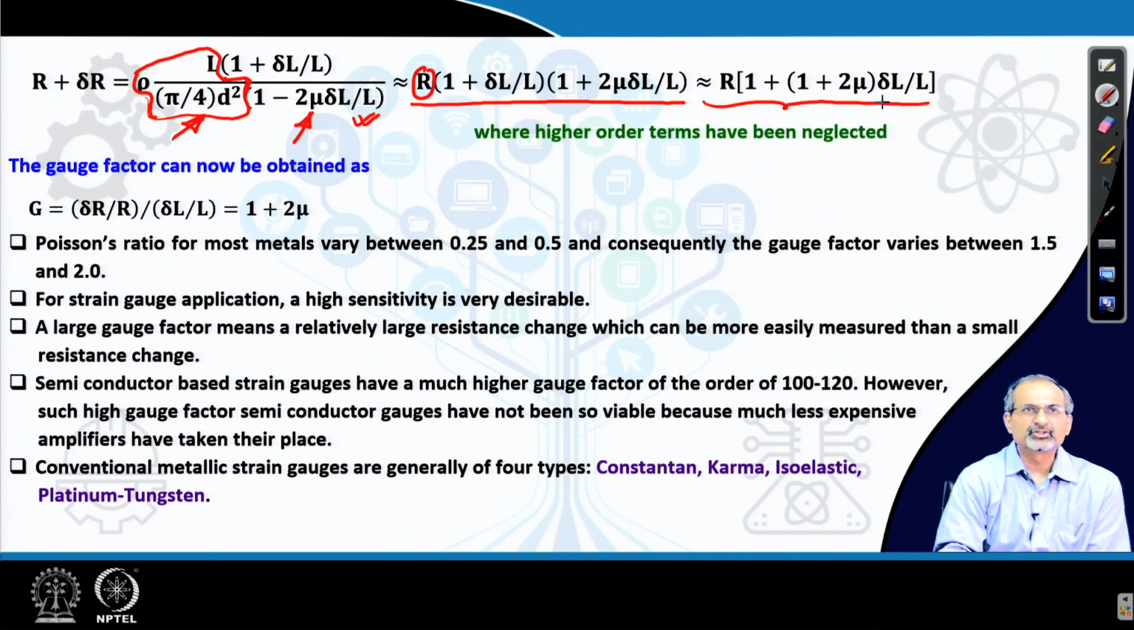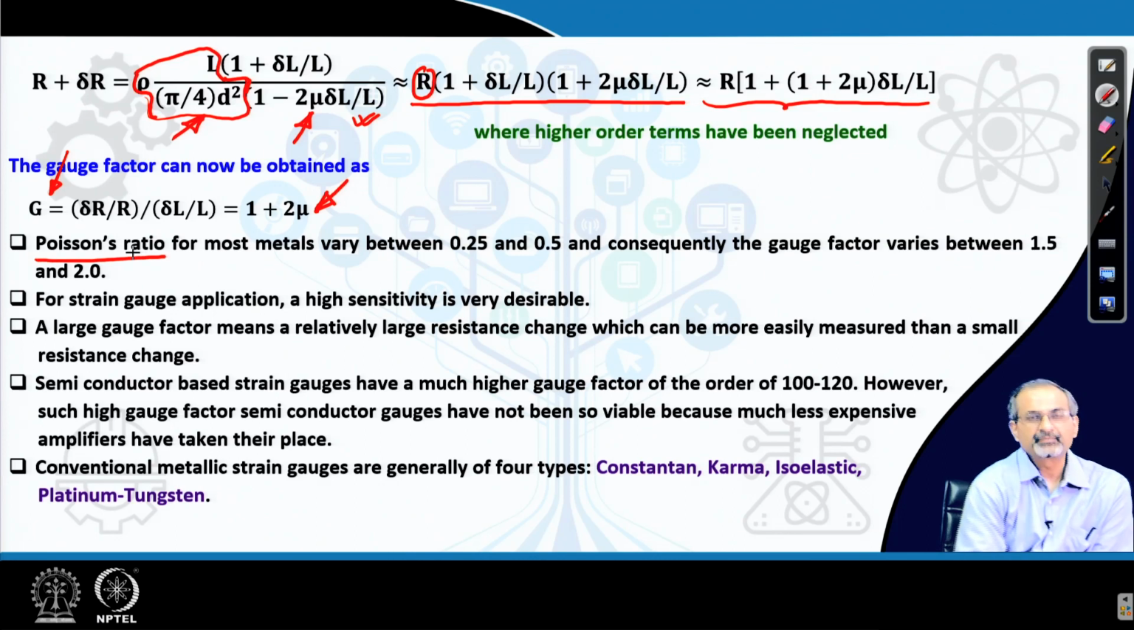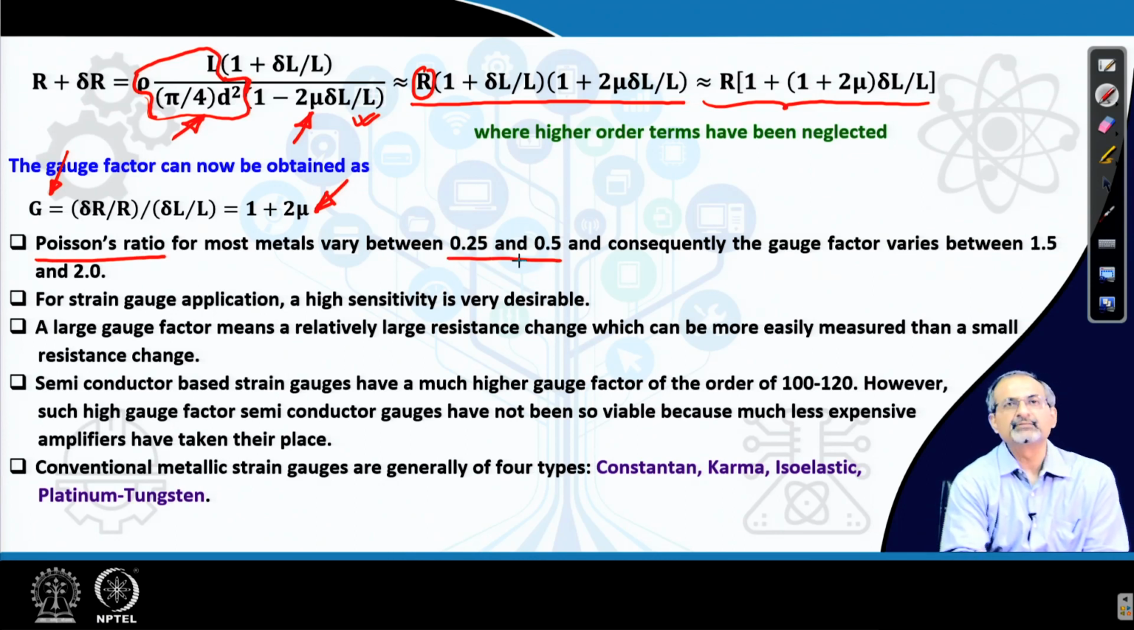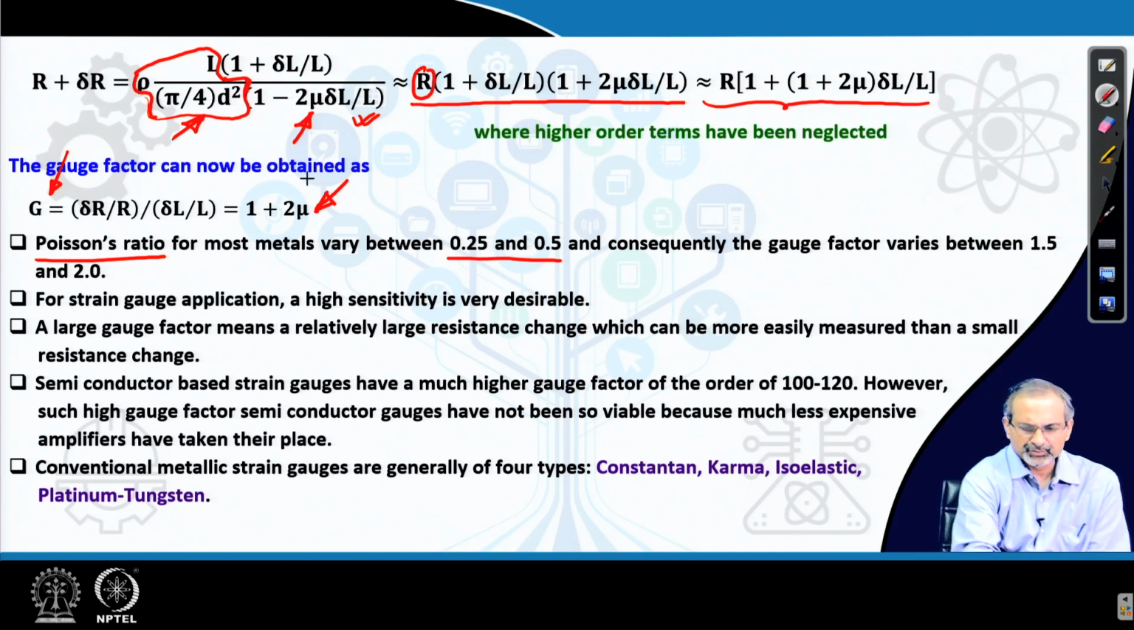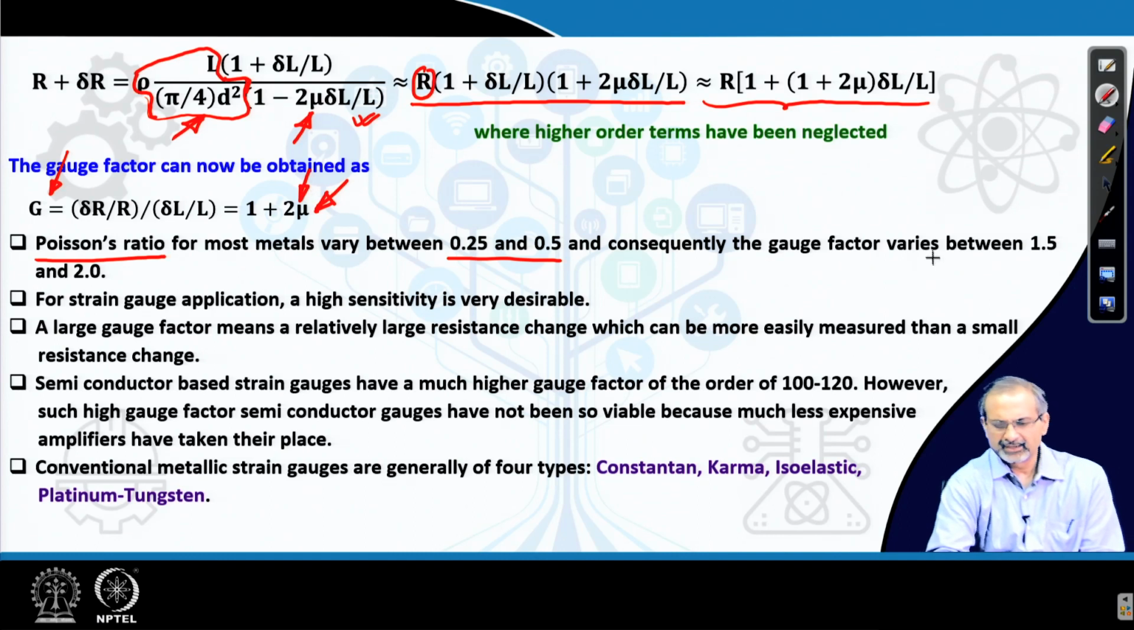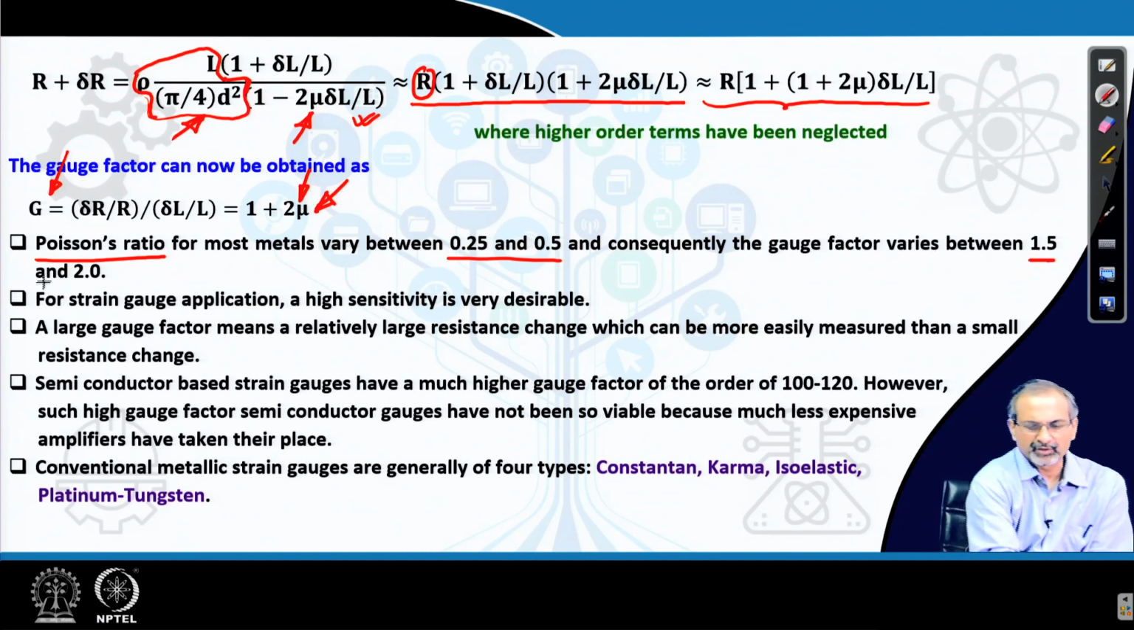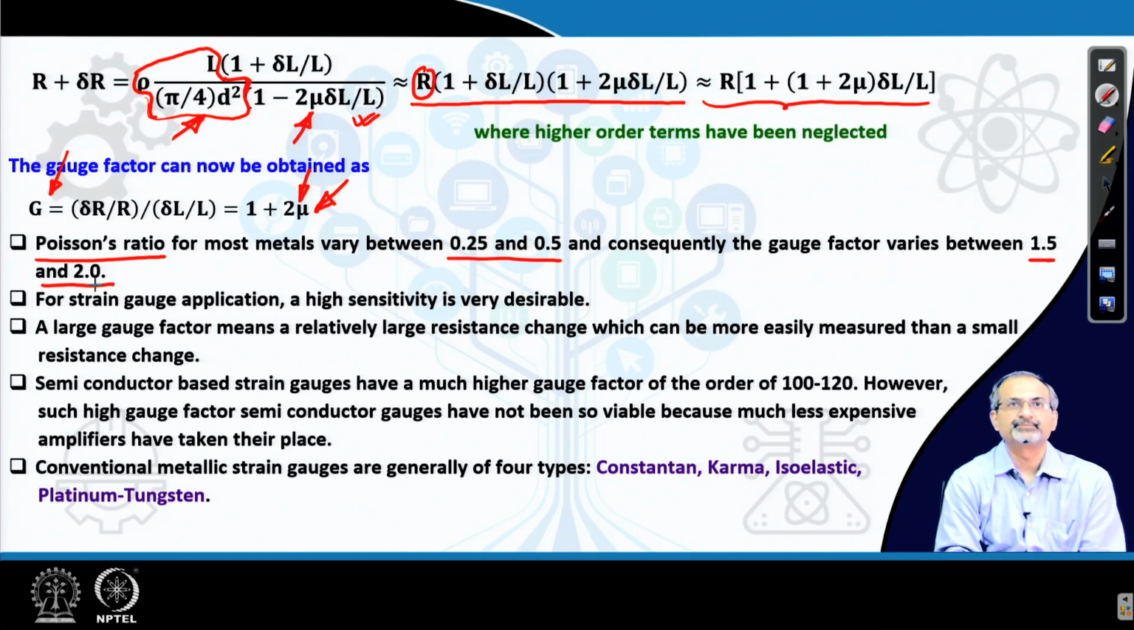So, based on this, the gauge factor comes out to be 1 plus 2 mu. So, it can be directly correlated with the Poisson ratio, and it is known that for most metals Poisson ratio varies between 0.25 to 0.5. So, if you substitute that here, the gauge factor varies between 1.5 and 2 for most metals. When you alloy them, then you could get a variation.